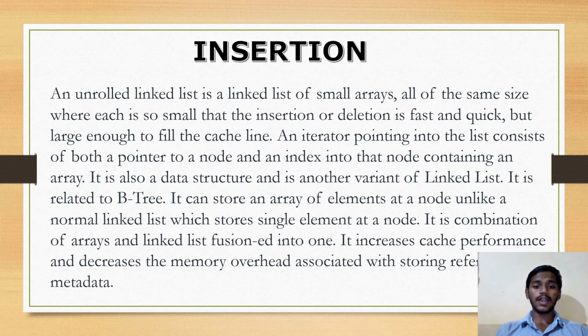It is also a data structure and is another variant of linked list. It is related to the B tree. It can store an array of elements at a node, unlike the normal linked list, which stores a single element in the node. It is a combination of array and linked list fused into one. It increases cache performance and decreases the memory overhead associated with storing references for metadata.